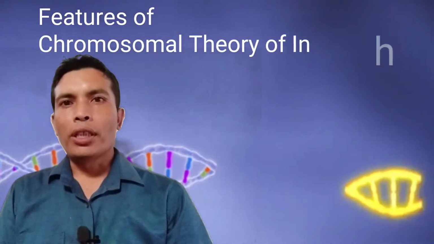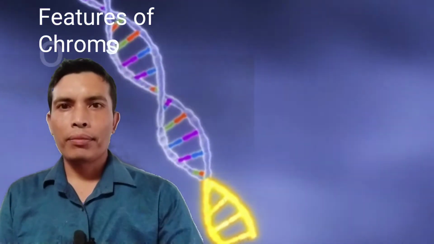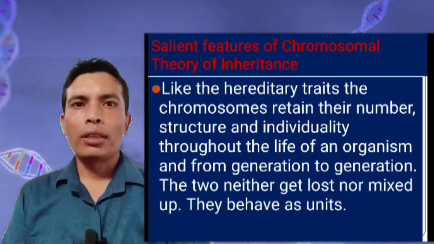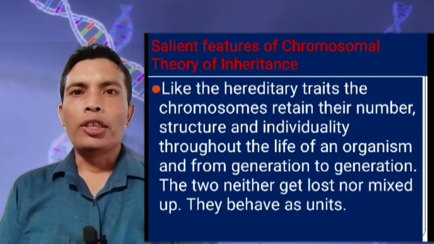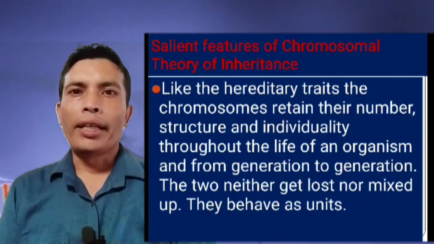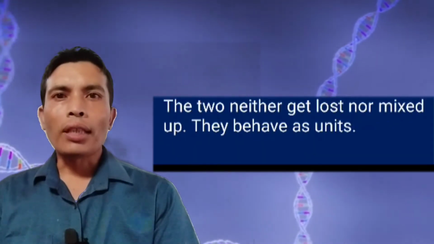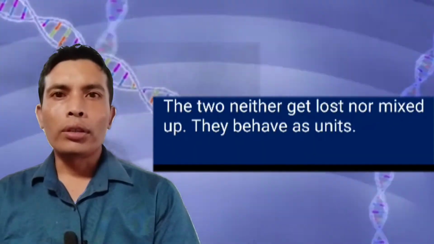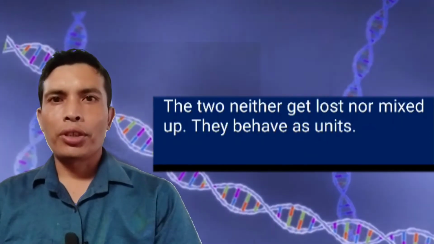Okay, let us know the characteristic features of the chromosomal theory of inheritance. Like the hereditary traits, the chromosomes retain their number, structure, and individuality throughout the life of an organism and from generation to generation. The two neither get lost nor mix up. They behave as units.